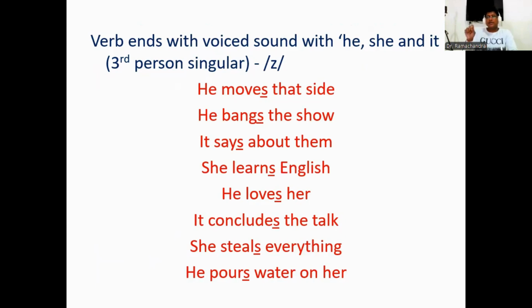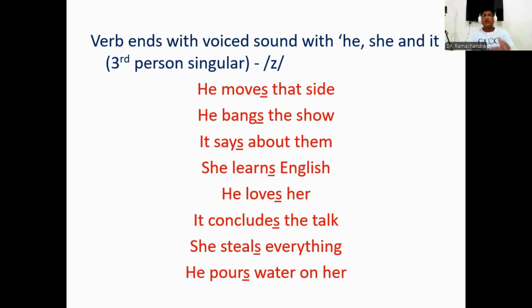Include, it includes: d again. The sound is d, then you add s: includes. It includes the talk. It's not includes with an s, wrong. She steals, it's not s, it's a z. She steals everything. He pours water on her. Pour, because again, that is a vowel sound.